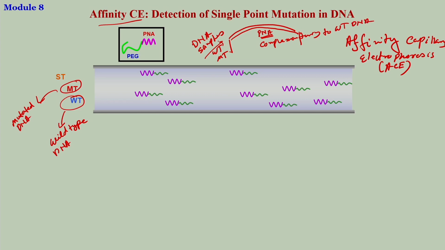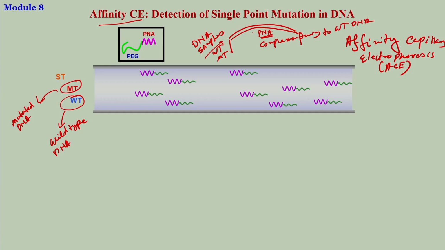So, now you have injected two samples, wild type and mutated sample. Then what will happen? This PNA will hybridize perfectly with the wild type and it will form a complex. The overall size or the overall molecular weight of the complex would be higher. On the other hand, mutated DNA will not be complementary because it has one base mismatch. So, hybridization will not be stronger with this probe, weak hybridization.